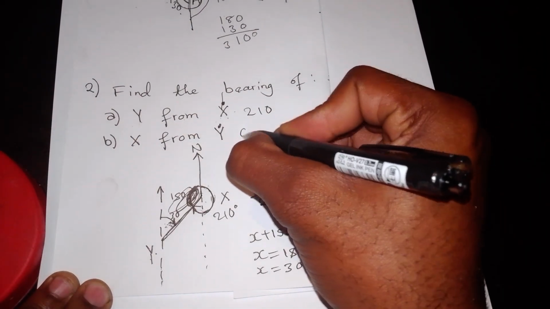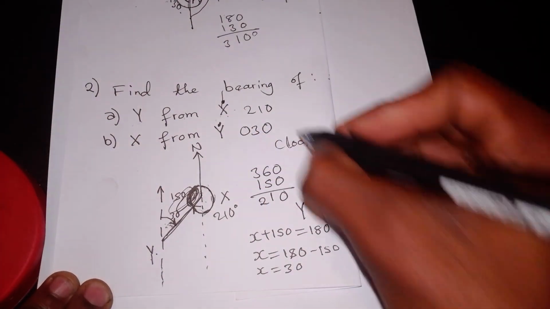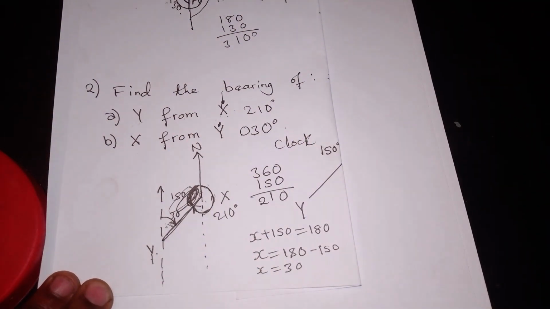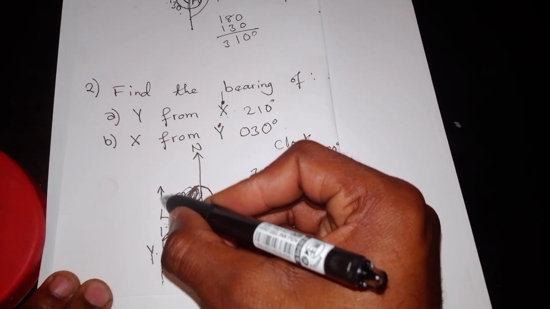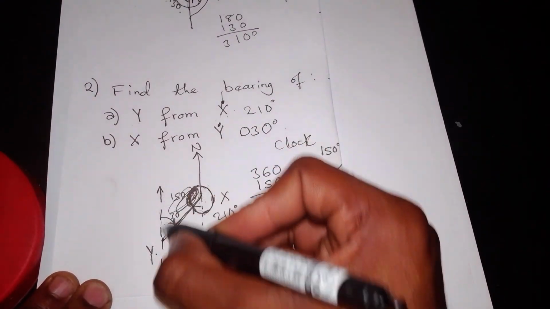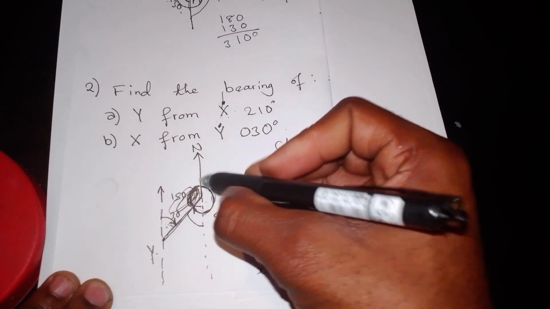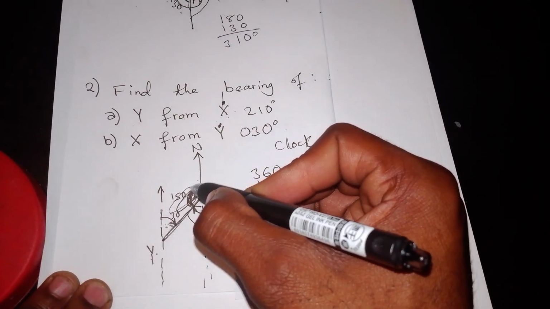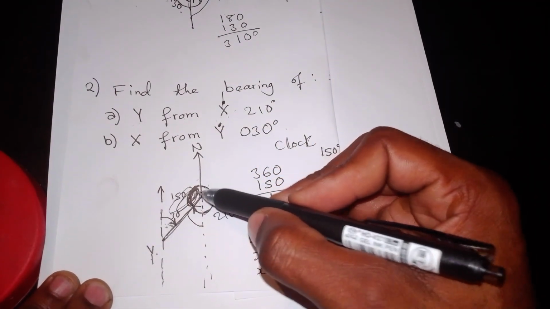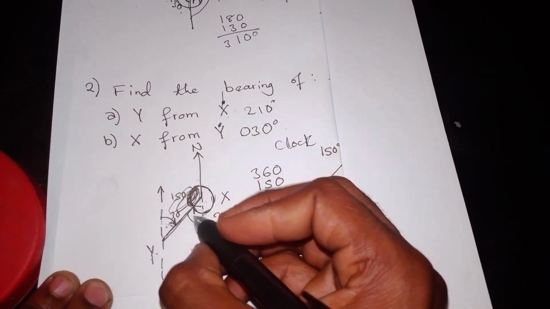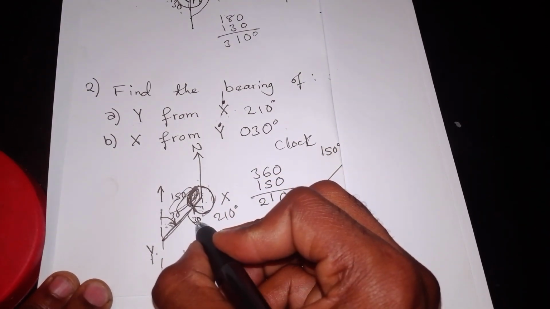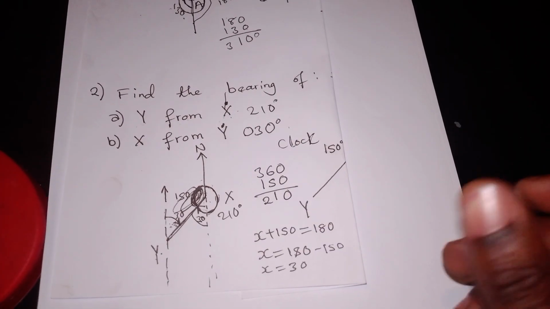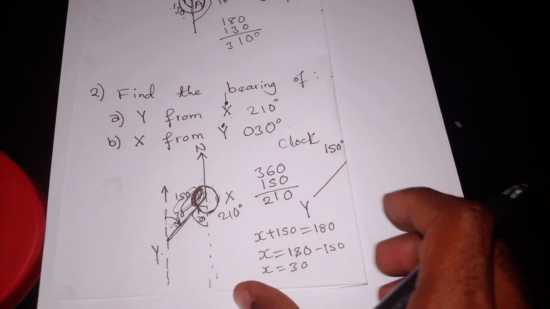Remember, bearings should have three figures. So this is 030 degrees. Another one can use Z angles here. You can find this angle: of course this is a straight line, and then this one is 150, so you can say 180 minus 150, you'll find 30 there, and then you can take advantage of the Z angles, or you can do whatever is easier for you.